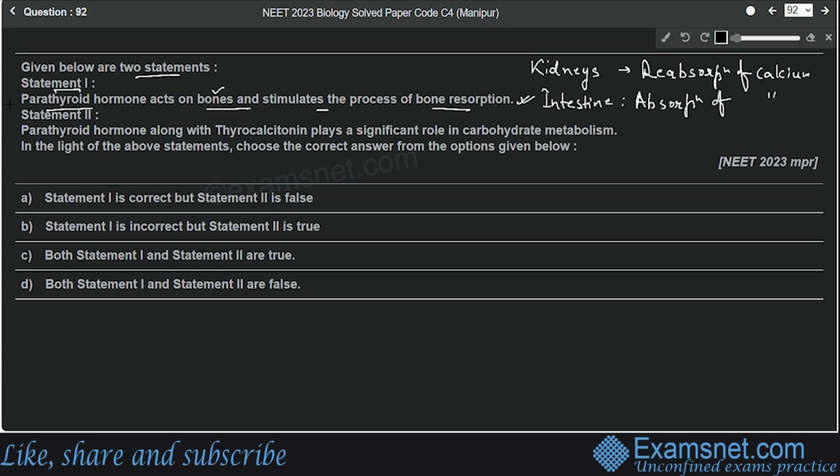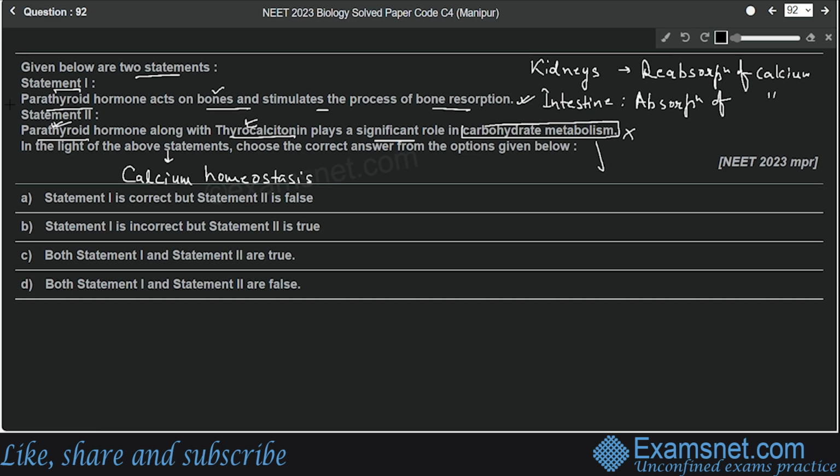Now let's come to the second statement. It says parathyroid hormone along with thyrocalcitonin plays a significant role in carbohydrate metabolism. This is an incorrect statement, because parathyroid hormone and thyrocalcitonin, these two hormones, are the regulators of calcium homeostasis. These are involved in calcium homeostasis, not in carbohydrate metabolism.